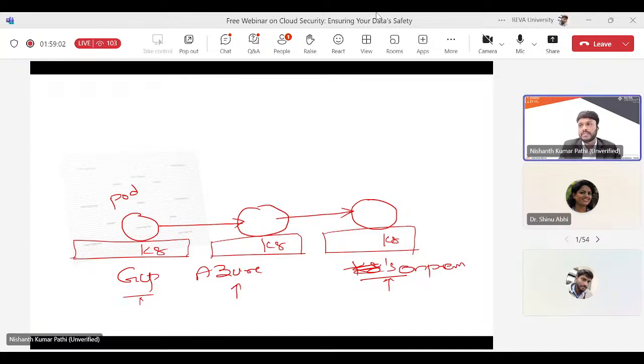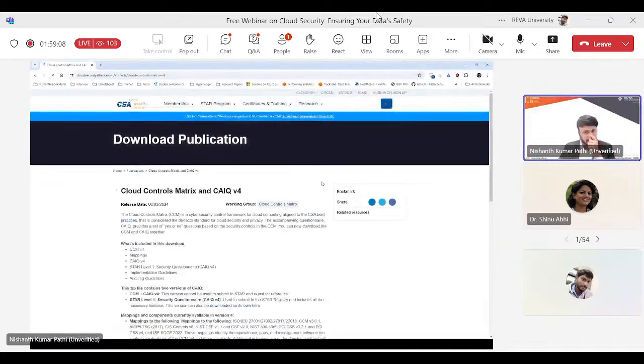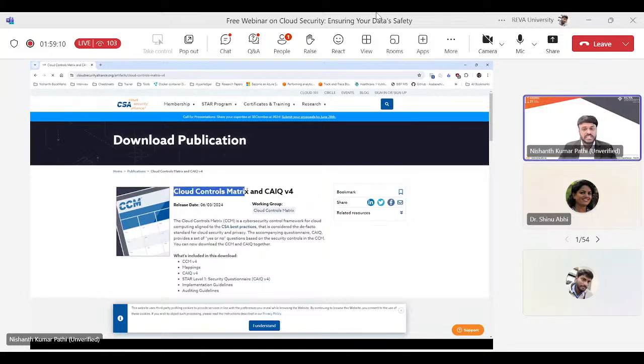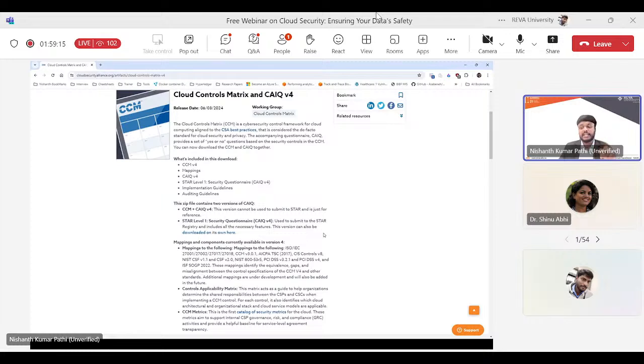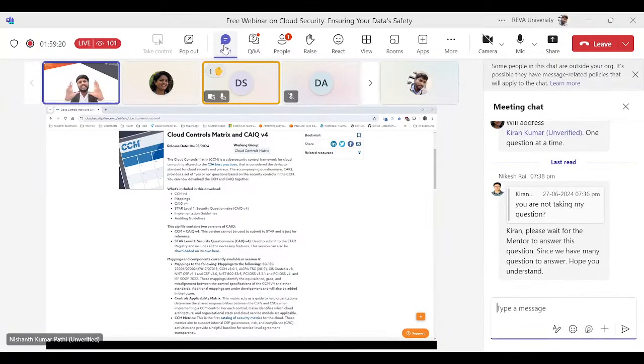Let me just give it. Okay. So we call this the Cloud Control Matrix. You can just download this Cloud Control Matrix from the internet, which talks about different kinds of security controls that you can put irrespective of the cloud provider. So that means they are very generic, but you have to understand there is one gotcha or catch. Let me prove that with a simple demo.